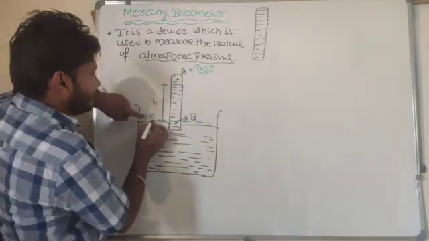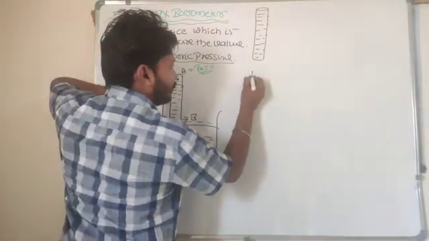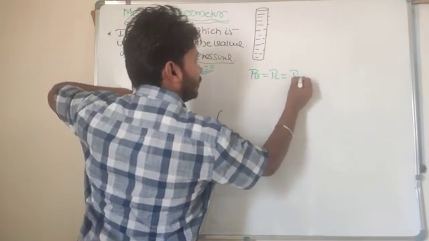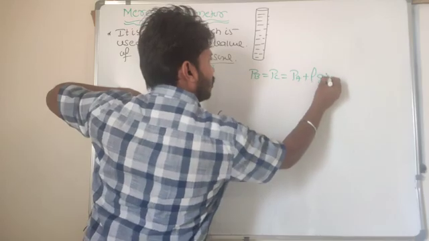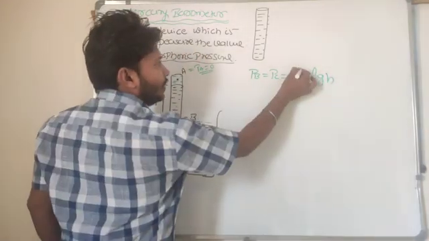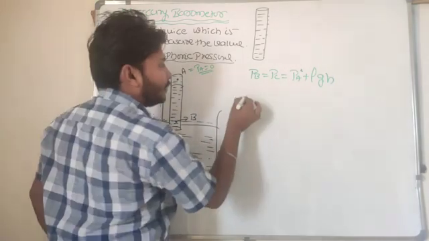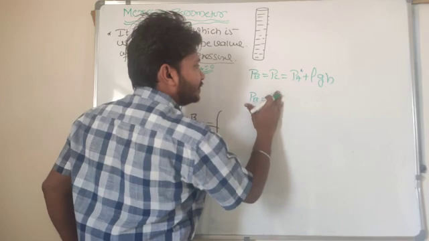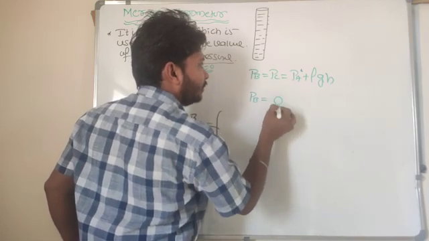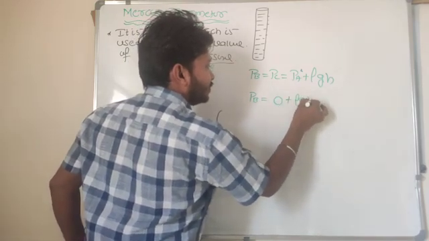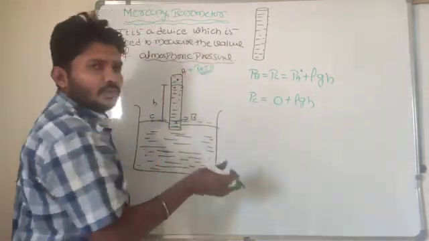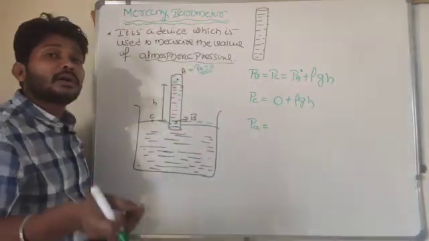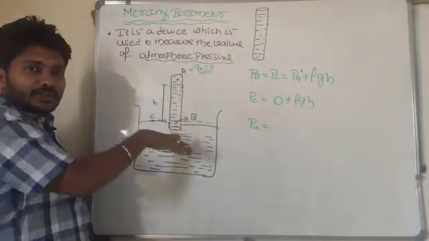In a similar manner, I can calculate the pressure at C or B. Pressure at point B or pressure at C is equal to pressure at A plus rho gh. We know that pressure at point A is 0. So P of B is equal to 0 plus rho gh. So this P of C or P of B I can consider as atmospheric pressure.